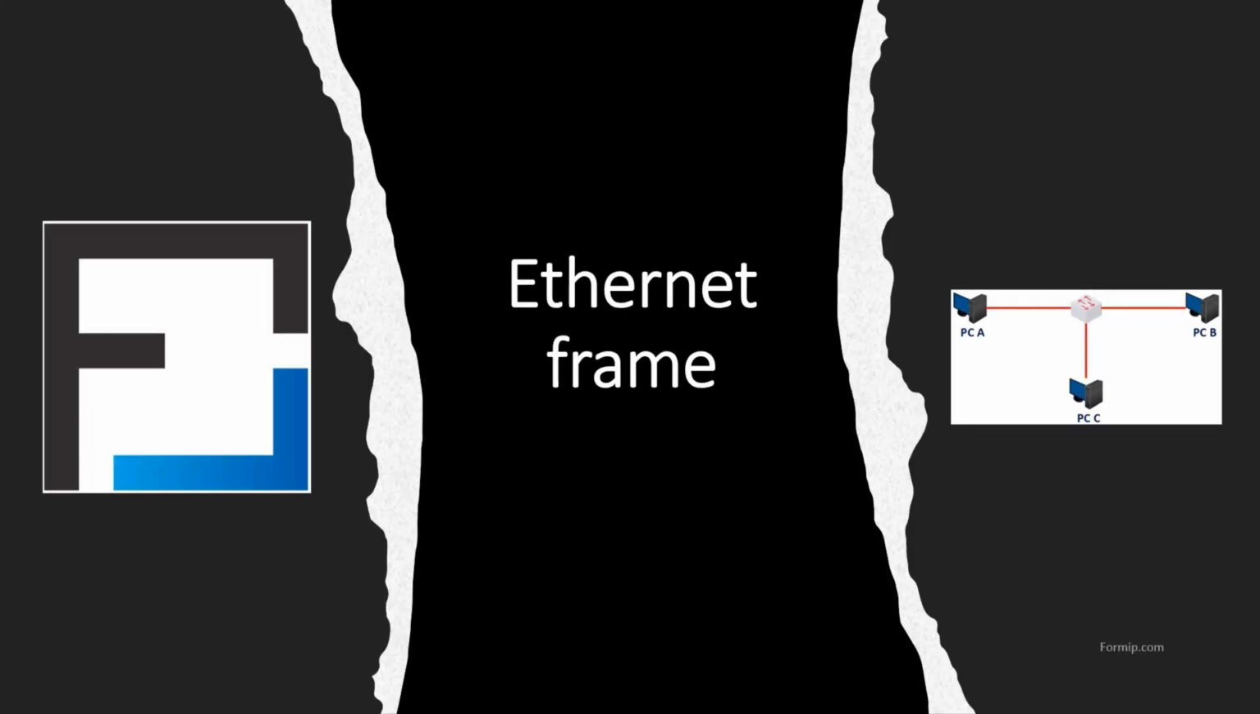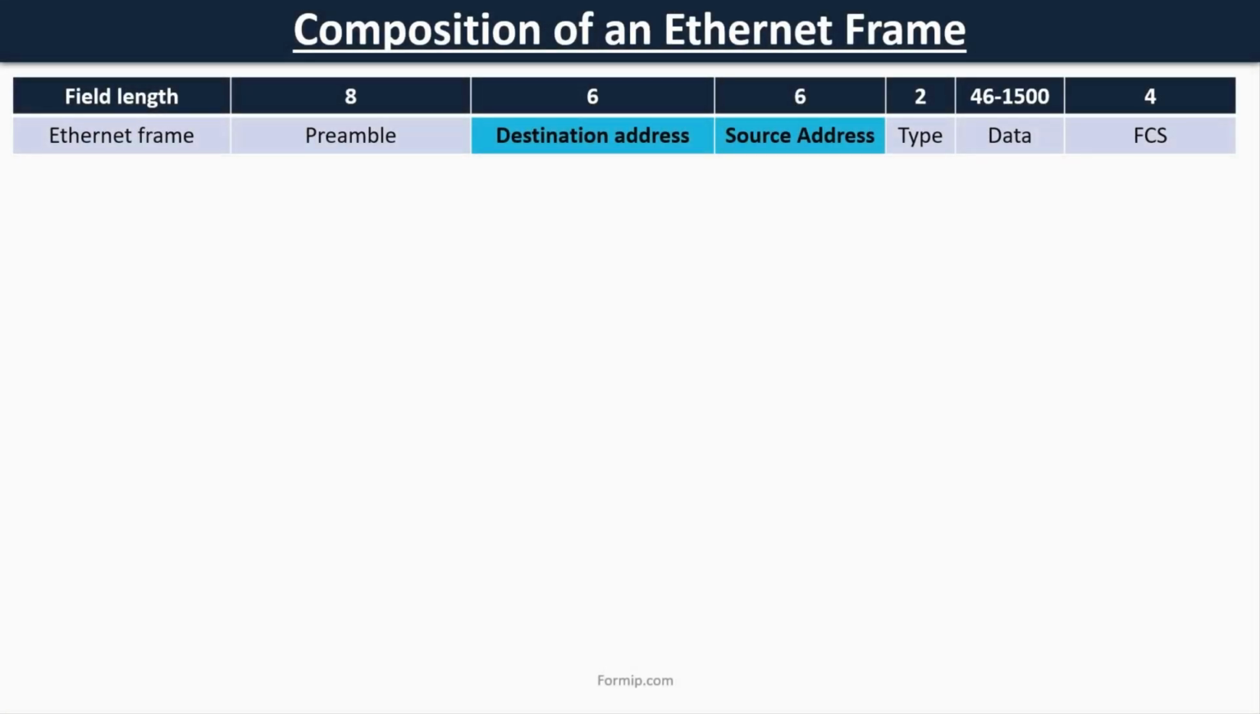This is what an Ethernet frame looks like. Data is transmitted over a local Ethernet network through what's called a frame. A frame is a container the data is placed in for transmission. It contains a lot of information.